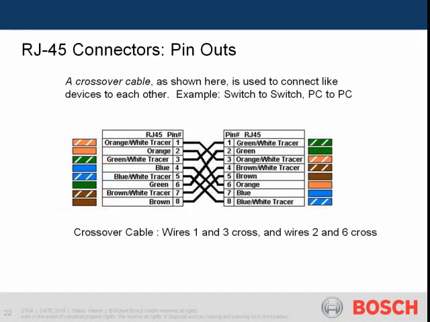The second type of cable that we mentioned is a crossover cable. A crossover cable is used for like devices to communicate. A perfect example would be two PCs without a network device connected to each other, two hubs connected to each other, or connecting two switches together. As shown here, creating a crossover cable, you're crossing the receive and transmit wires at each end. That's wires 1 and 3 and 2 and 6.